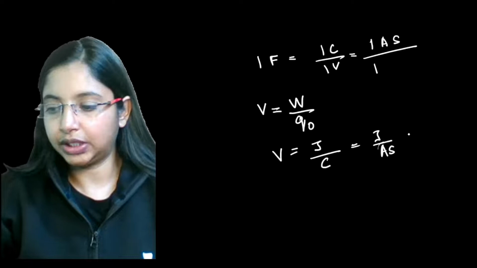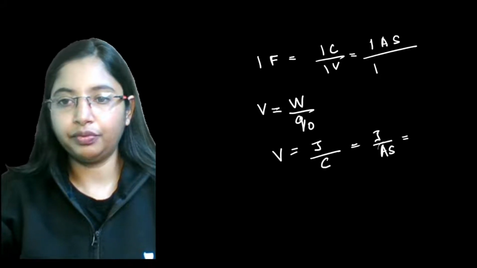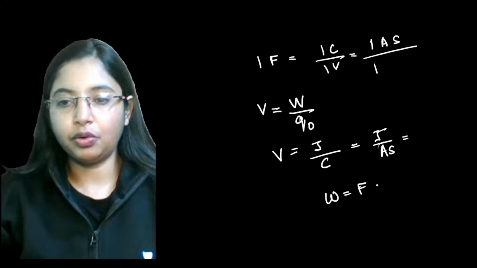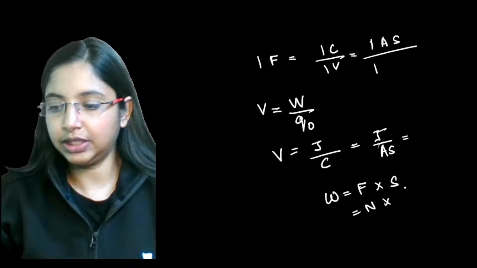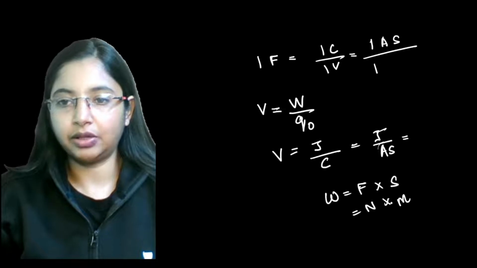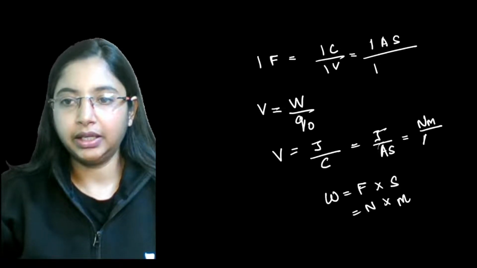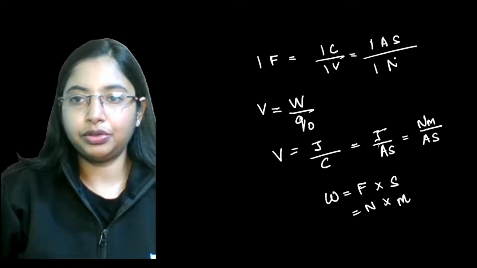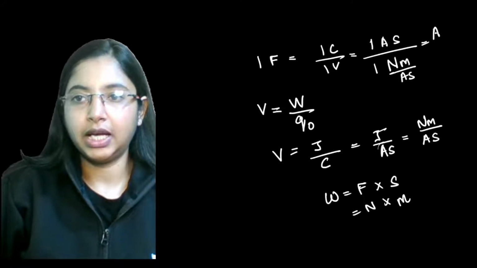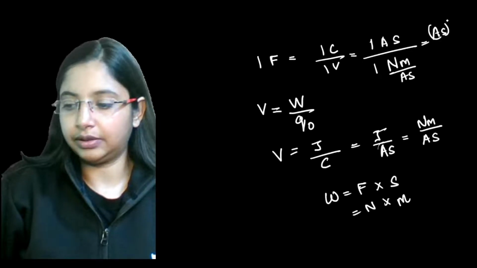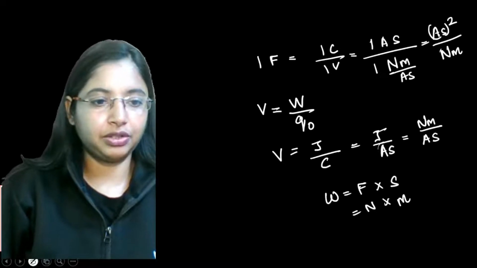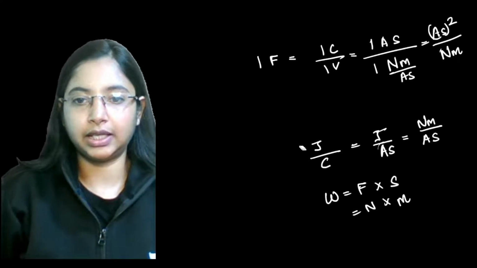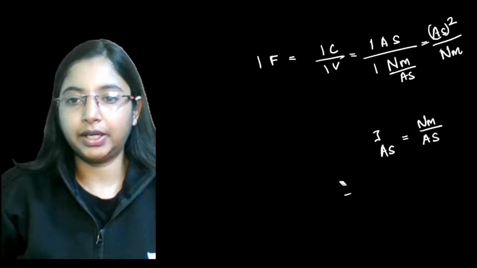What about joules over here? We know work done can be given as force times displacement. Force unit is Newton, displacement unit is meters. So this is Newton meter by ampere seconds. If ampere seconds goes on top, you'll get ampere seconds squared by Newton meter. Again, we have to change Newton, because it's a derived unit, not a fundamental unit.